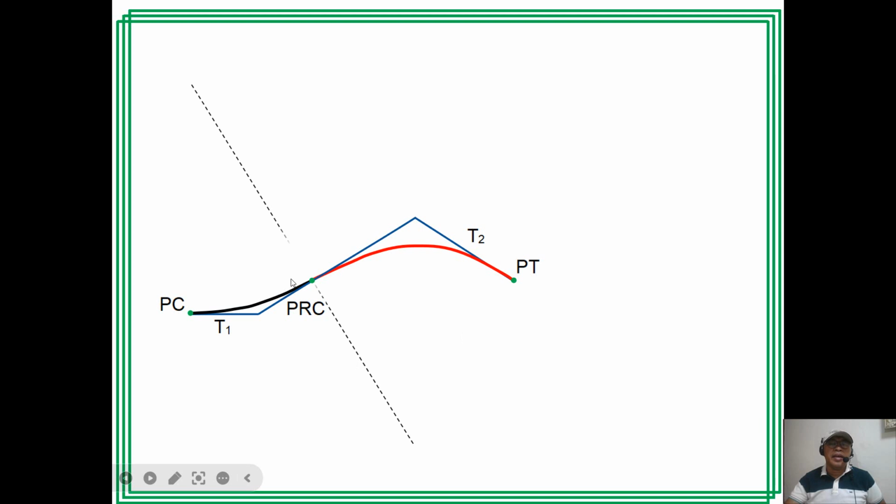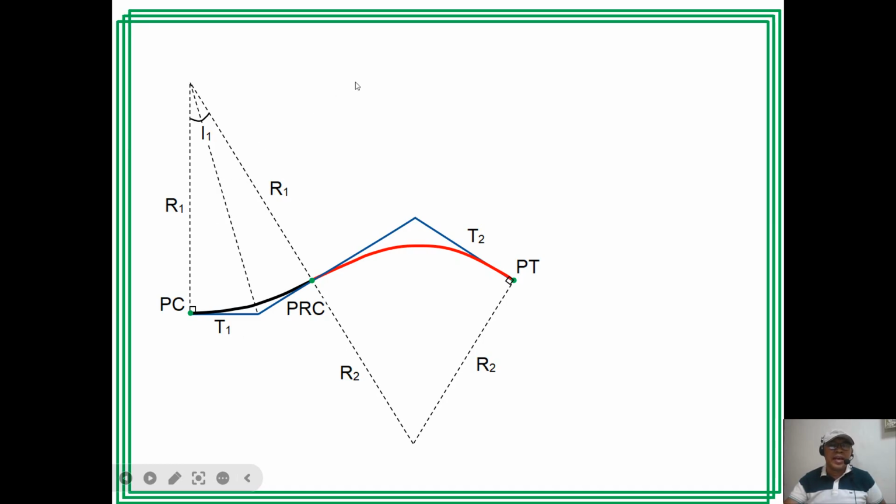Then we have the radius, R1 and R2. This is R1 also, and this is R2. So this is I1, where I1 is 28 from the previous slide. So in the figure, since T1 is given and I1 is given, I can solve for R1.